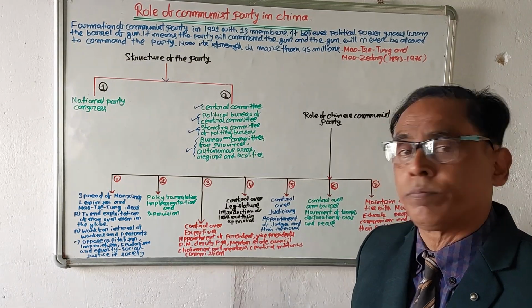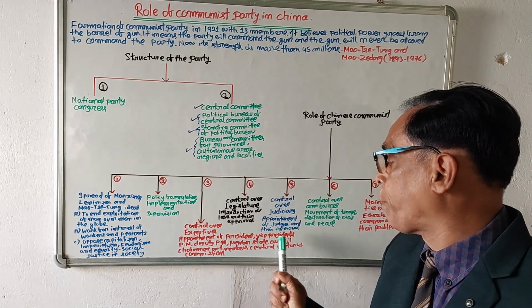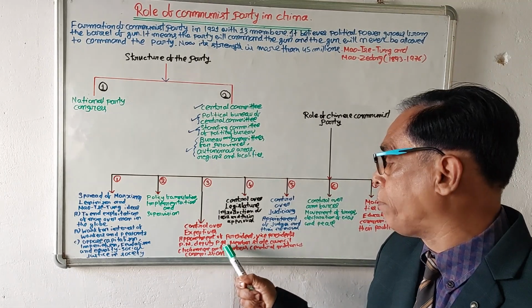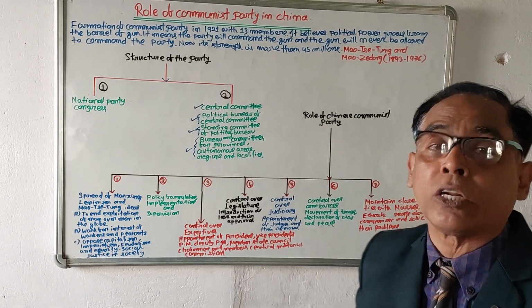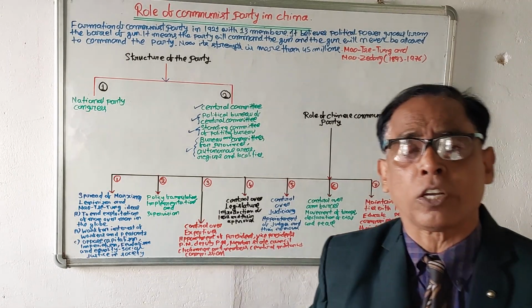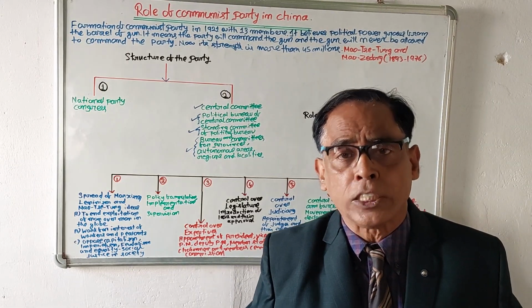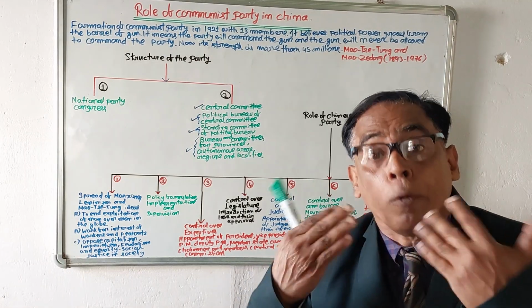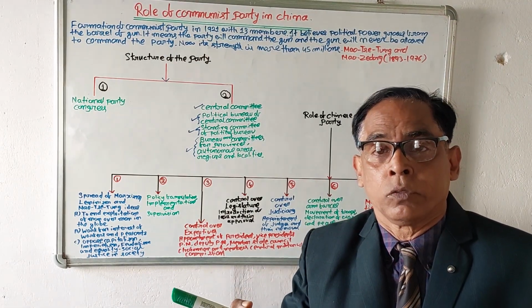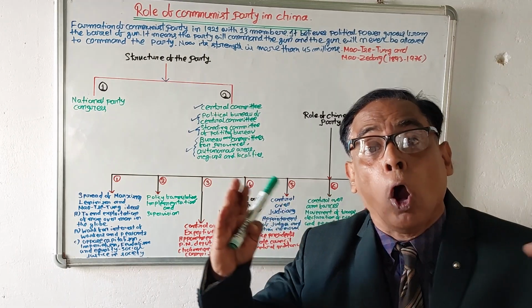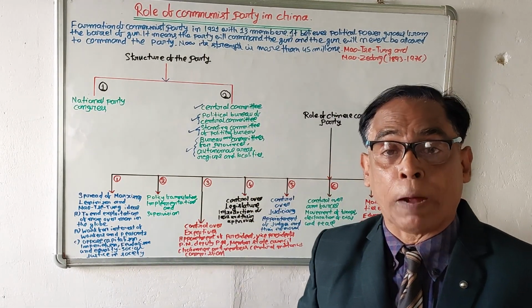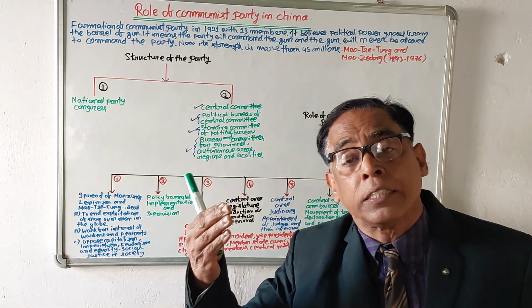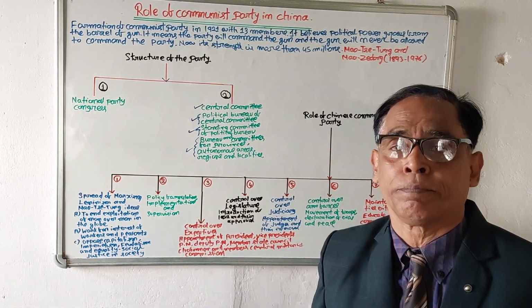Control over executives and appointments of president, vice president, prime minister, deputy prime minister, members of State Council, chairman and members of Central Military Commission. Another important function of the Chinese Communist Party is to give appointment to high officers of the country. On the basis of the directions of the Chinese Communist Party, appointments in China are made.